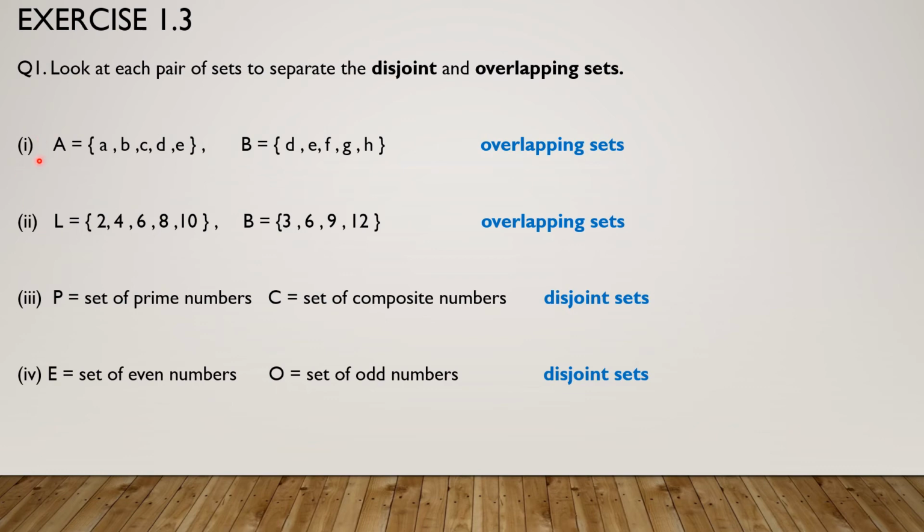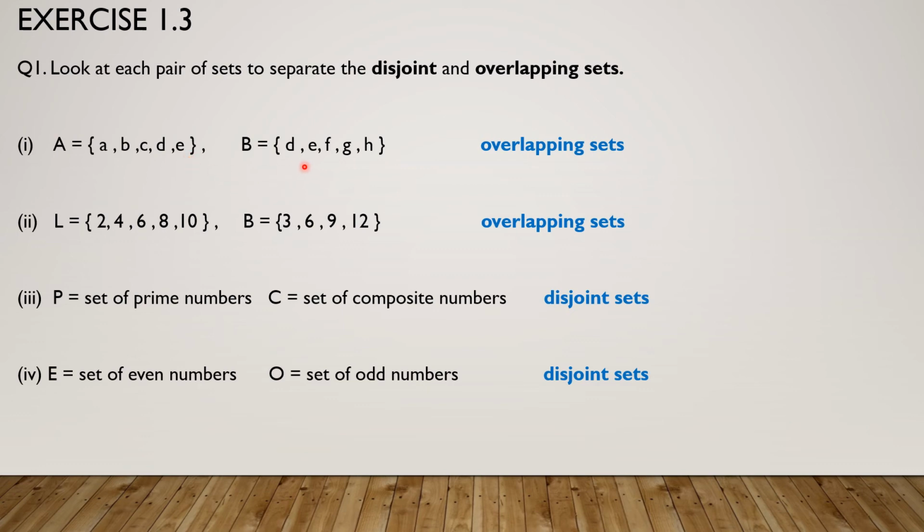Sets are given in this question and you have to tell whether they are overlapping or disjoint. In set A, we have a, b, c, d, e. In set B, we have d, e, f, g, h. First of all, we will see whether there is something common between them. Which thing is common between them? a is here, a is not here. b is here, not here. c is here, not here. Yes, d is here, d is also here, e is present over here, e is also here.